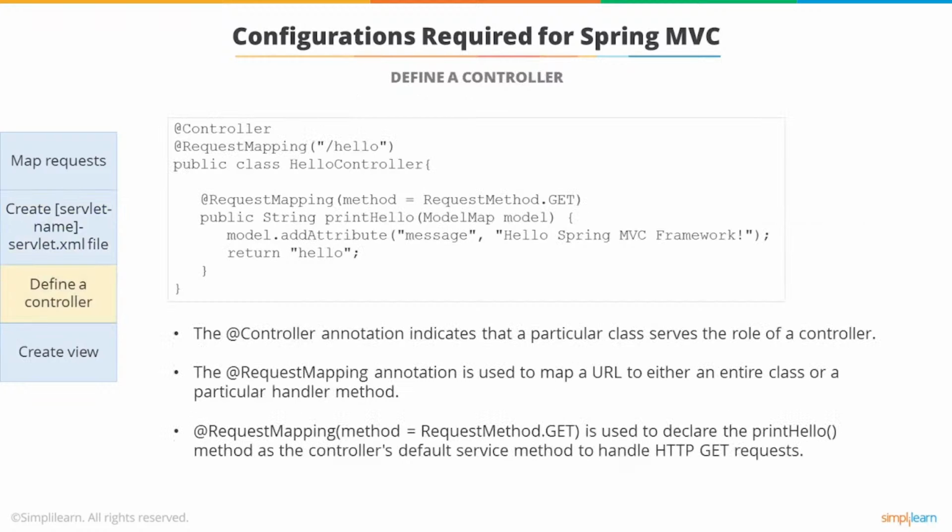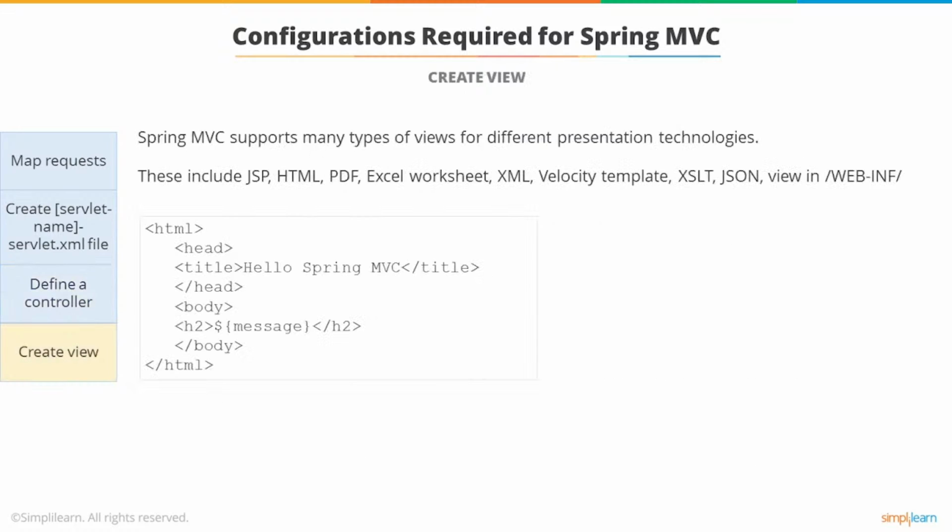The @Controller annotation indicates that a particular class serves the role of a controller. The @RequestMapping annotation is used to map a URL to either an entire class or a particular handler method. The RequestMapping method is used to declare the printHello method as the controller's default service method to handle HTTP GET requests. Then we create a view. Spring MVC supports many types of views for different presentation technologies. These include JSP, HTML, PDF, Excel worksheet, XML, Velocity template, XSLT, JSON view in WEB-INF.